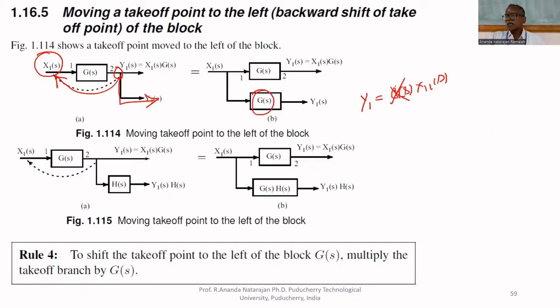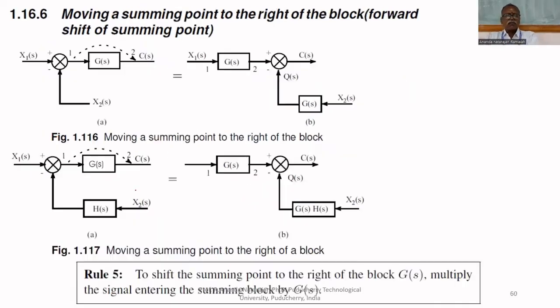Very simple arithmetic, but this is all we should remember. Then only we can reduce the block diagram. So it should be multiplied by G of S. Then only both will be equal. X1 and Y1 will be equal if you do it like this. Suppose this takeaway point is already multiplied by H of S, then you have to multiply H of S and G of S. That's all. Then you can shift this point from here to here. That is rule number 4. To shift the takeoff point to the left of the block, multiply the takeoff branch by G of S. This is rule number 4.